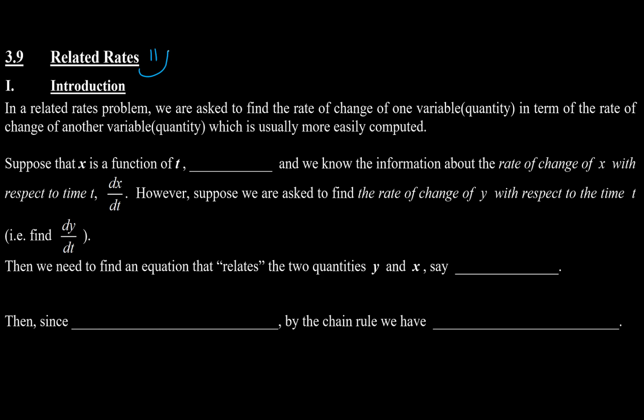So suppose that x is a function of t, and we have x of t. And we know the information about the rate of change of x with respect to time t. So we know dx/dt. However, we are asked to find the rate of change of y with respect to time t. In other words, we're asked to find dy/dt. Then we need to find an equation that relates the two quantities of x and y. Say we're dealing with a circular situation.